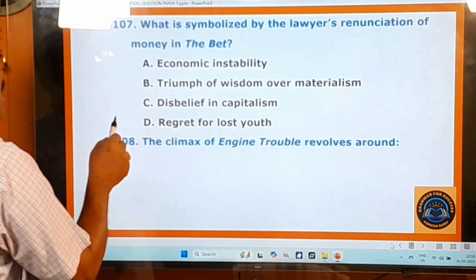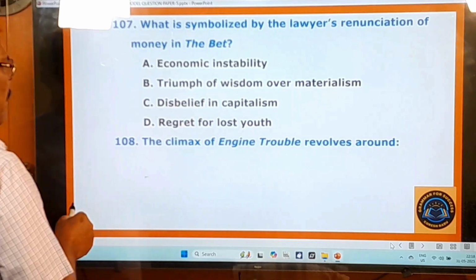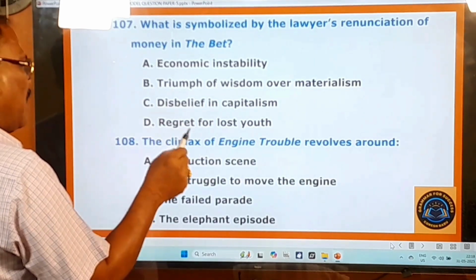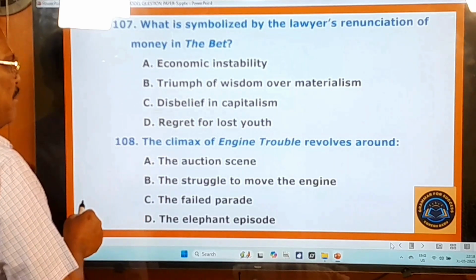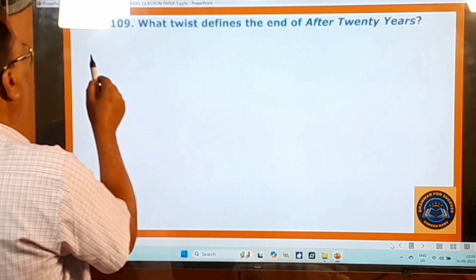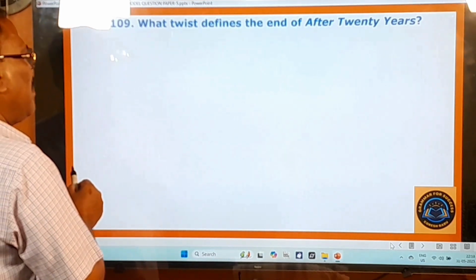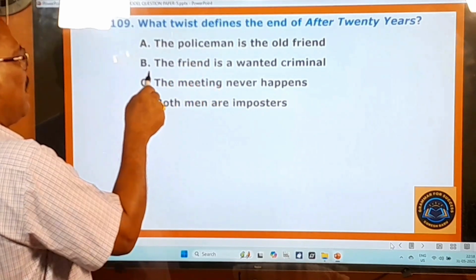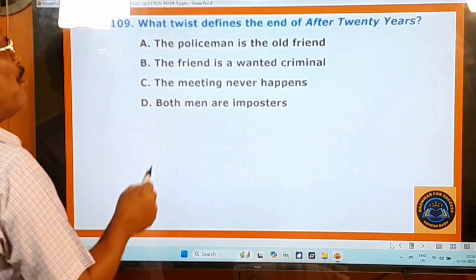108th question. The climax of Engine Trouble revolves around the auction scene, the struggle to move the engine, the failed parade, the elephant episode. 109th question. What twist defines the end of After Twenty Years? The policeman is the old friend. The friend is a wanted criminal. The meeting never happens. Both men are imposters.